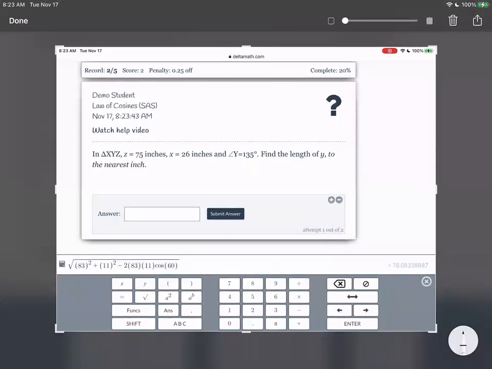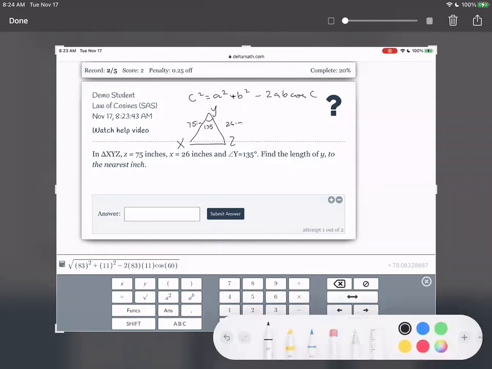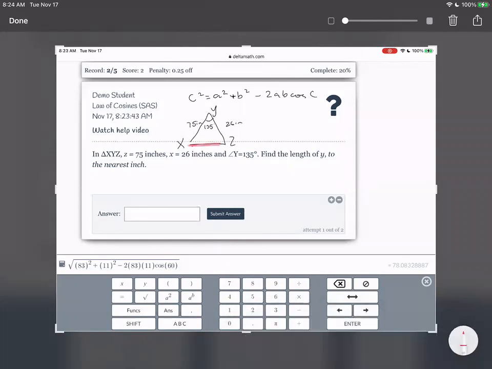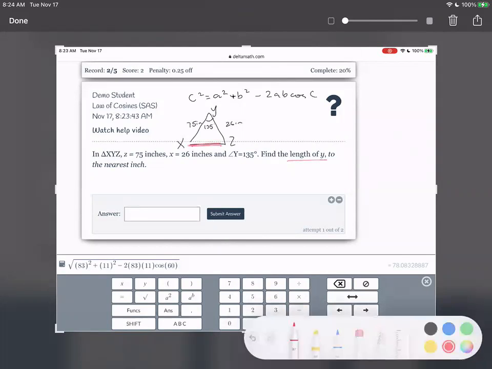Once again, here's the formula. C squared is equal to A squared plus B squared minus 2AB cosine C. Then we have our triangle XYZ, where little z is 75 inches, little side x is 26 inches, and angle y, which is totally not drawn to scale, is 135 degrees. Find the length of y, so we're looking for this one, to the nearest inch.